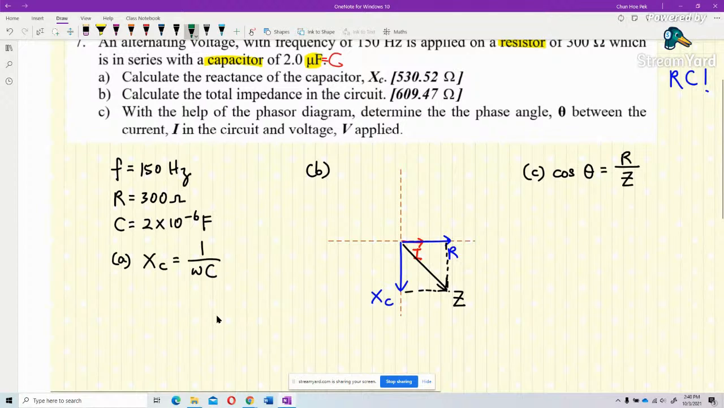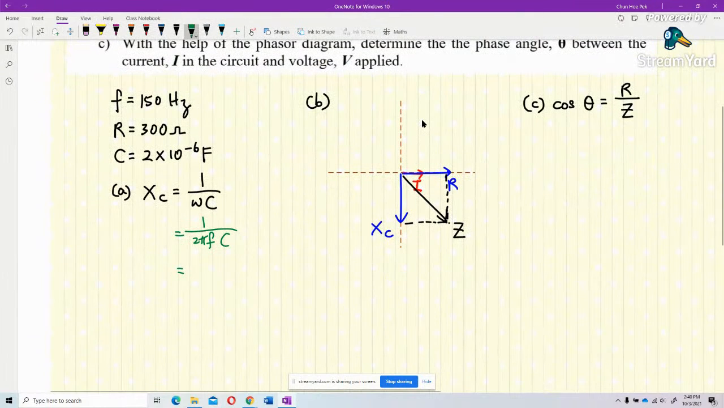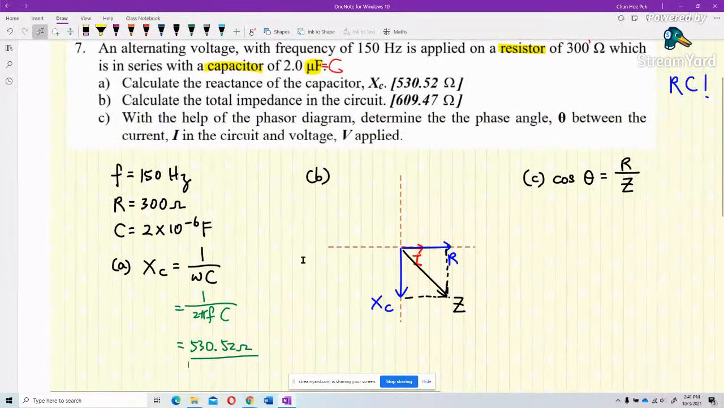Okay, I substitute all the formula. Yeah, the same process again. And if I substitute the value, it's wasting time. I better just write down the value: 530.52. Okay, 530.52 ohm. That's it. That's the answer. That's the reactance. I'm getting tired.